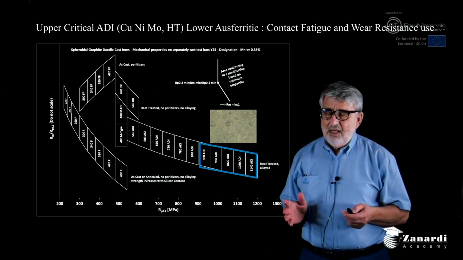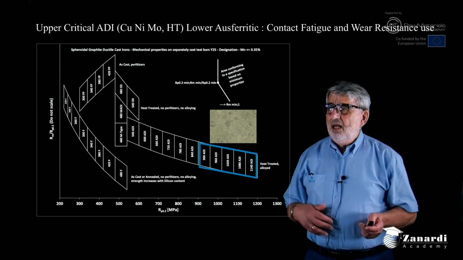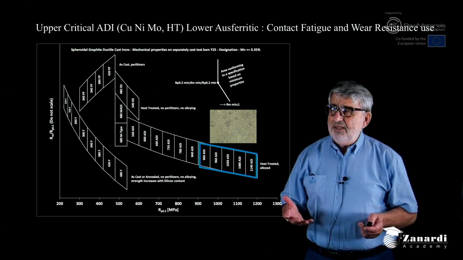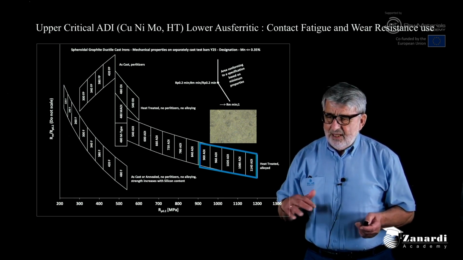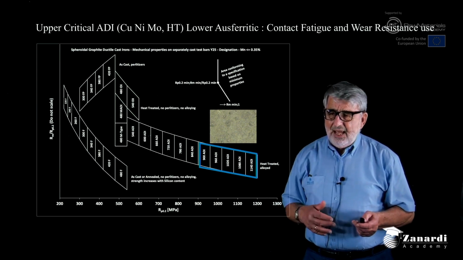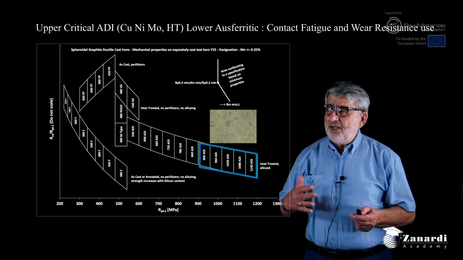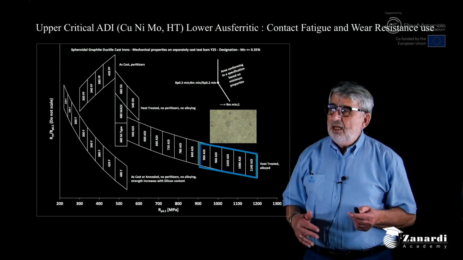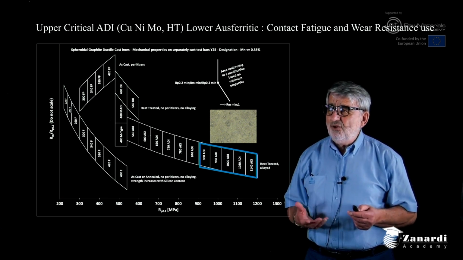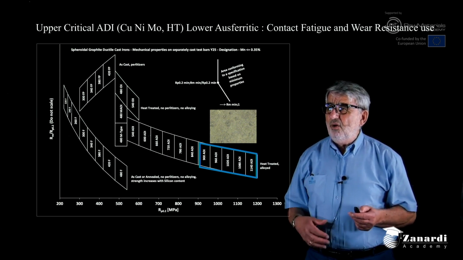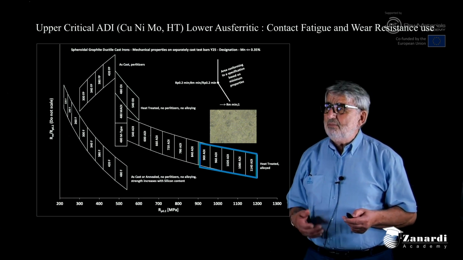And then we have the family of austempered ductile iron, austenitized above the critical range, the eutectoid range, and austempered at a temperature below the pearlitic nose. So they are the hardest grades and suitable for gears, for sprockets, and for wear resistant parts in general.